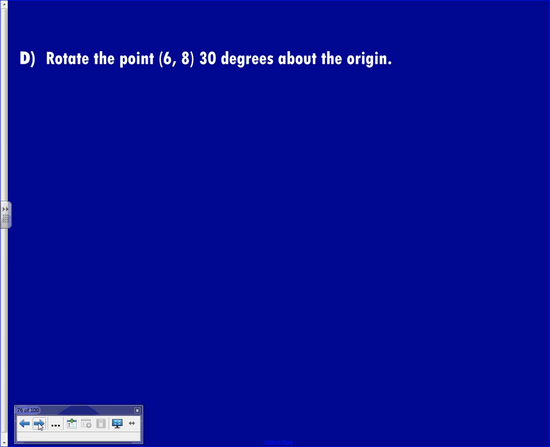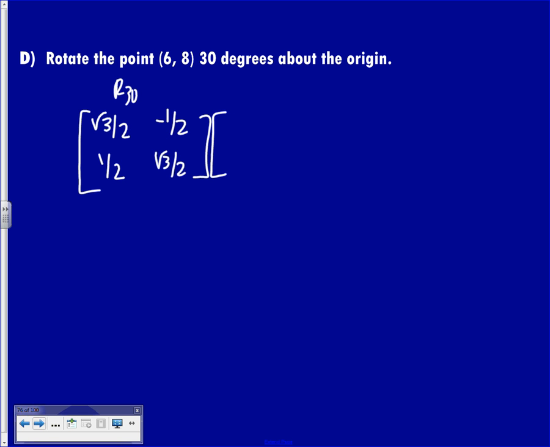Example D now actually wants us to rotate a point 30 degrees. So first I want to write down the rotation of 30 matrix, which we just wrote down in example A. So that's the square root of 3 over 2, 1/2, negative 1/2, square root of 3 over 2. Okay, this always goes on the left, just like what we've been doing all chapter. And then we multiply it by the point matrix 6, 8. And now we just multiply.